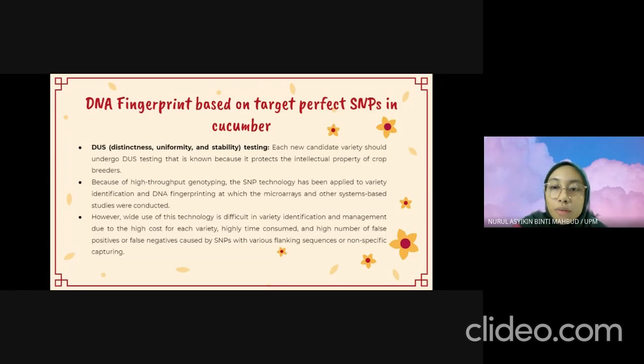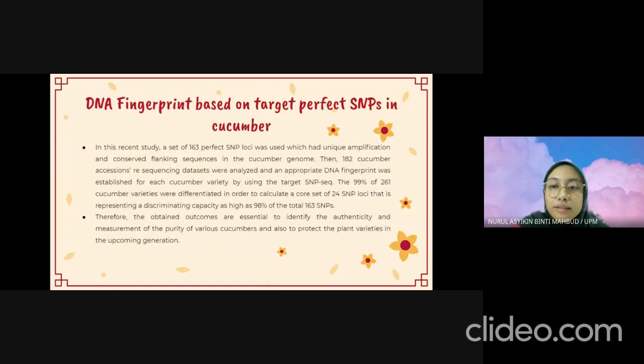However, wide use of this technology is difficult in variety identification and management due to the high cost for each variety, being highly time-consuming, and a high number of false positives or false negatives caused by SNPs with various flanking sequences or specific capturing. So in this recent study, a set of 163 perfect SNP loci was used, which had unique amplification and conserved flanking sequences in the cucumber genome.